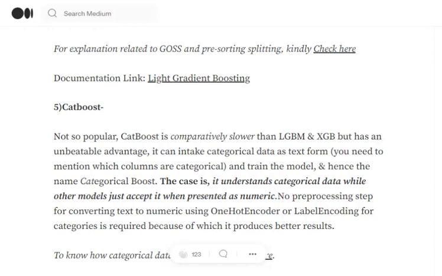So in this video, we have discussed five major ensemble modeling algorithms, and they all have their advantages. They are one of the most used classes of models, which gives you great results compared to other classification or regression models.